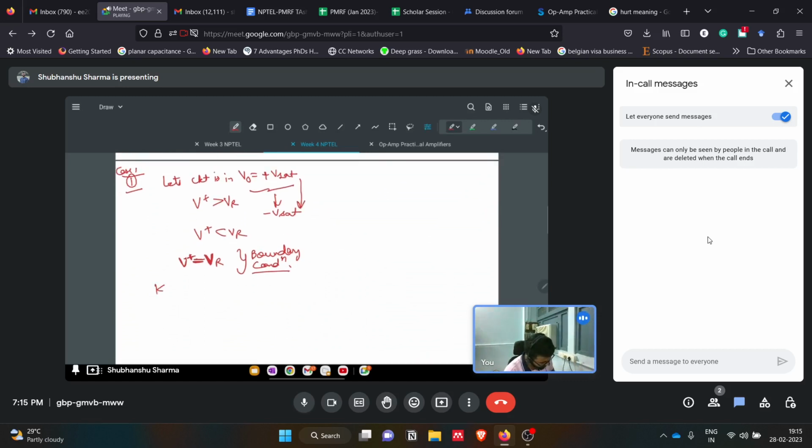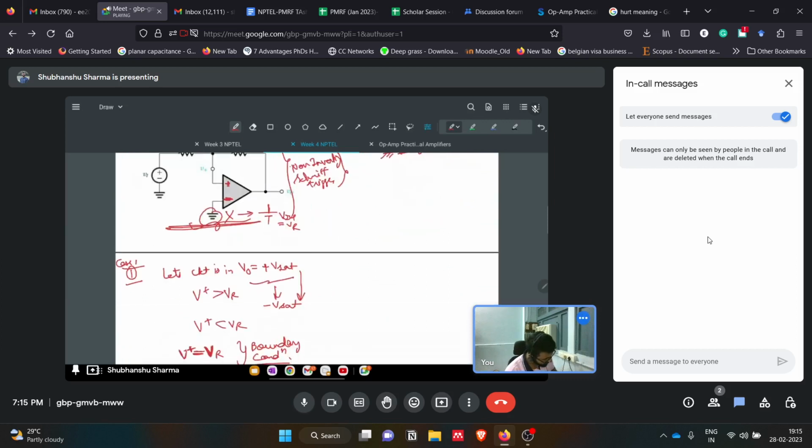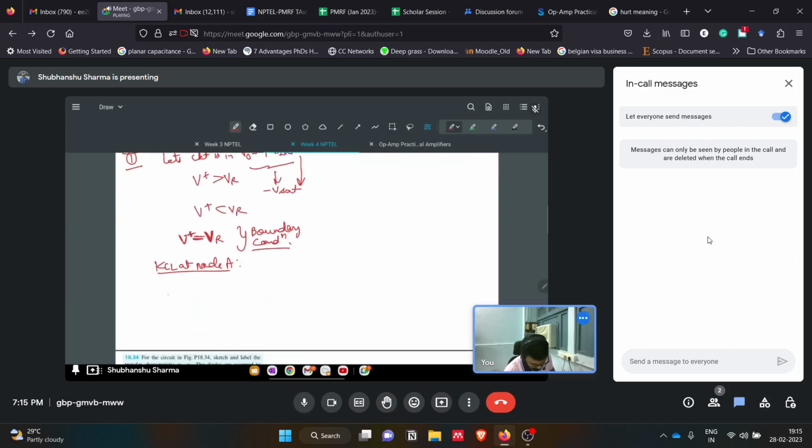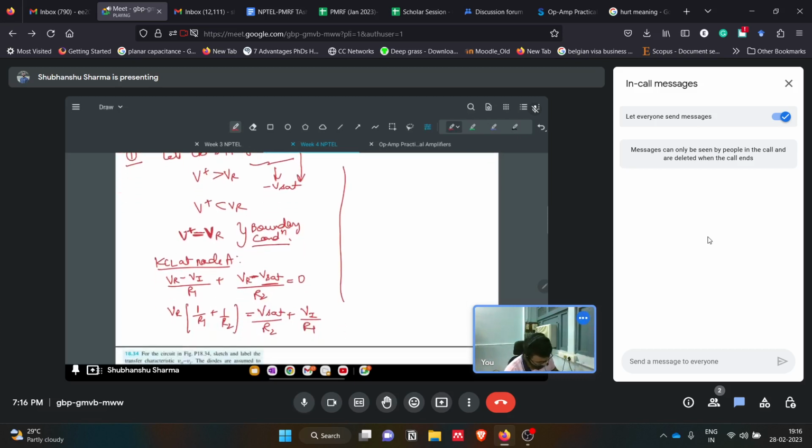So for that, we'll use KCL at node A. What is node A? Node A is this. So if we use KCL there, that will be (VR minus Vi) divided by R1 plus (VR minus V sat) divided by R2 equals 0. We are considering it has just changed from plus V sat to minus V sat, so the output is minus V sat here. So we'll get VR times (1 by R1 plus 1 by R2) equals V sat by R2 plus Vi by R1.